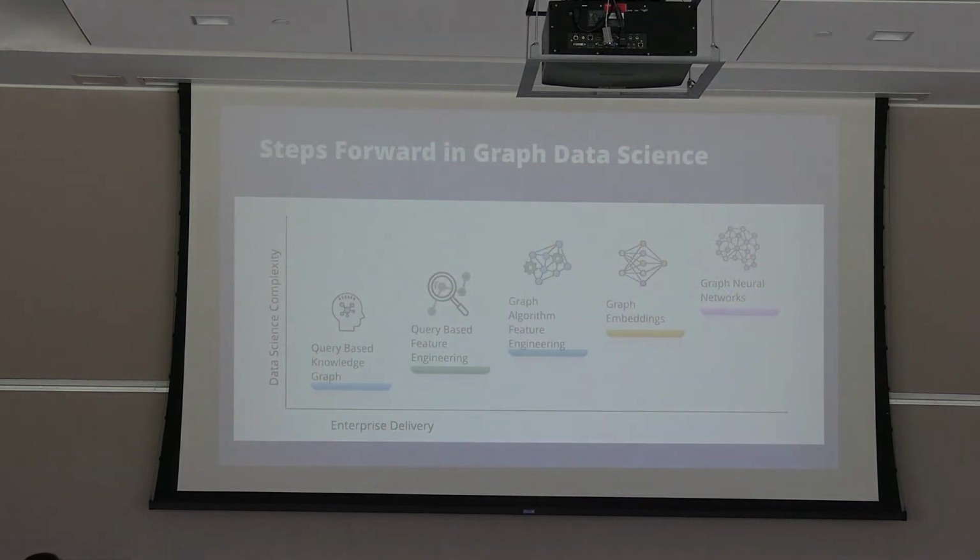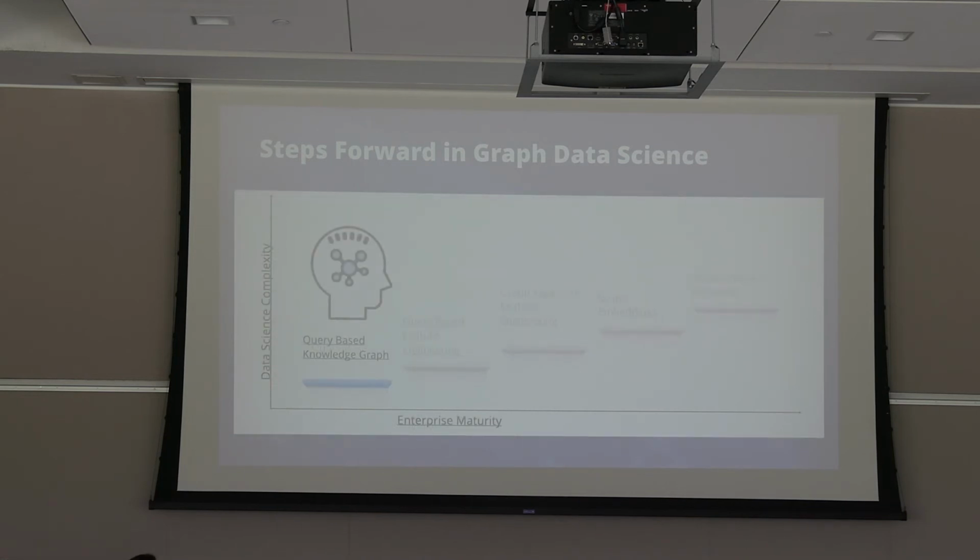This is the stair-step trend that we're seeing right now, with our lower line here being enterprise delivery. You'll start in the lower left and move to the right as you get better acquainted with how this works and how to utilize it to your best advantage. And as you move up the vertical axis, you're getting more complex and deeper into this. We're going to start with the lowest and easiest, which is query-based knowledge graphs.